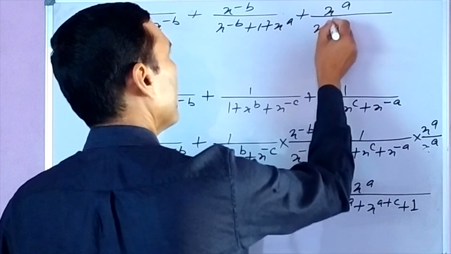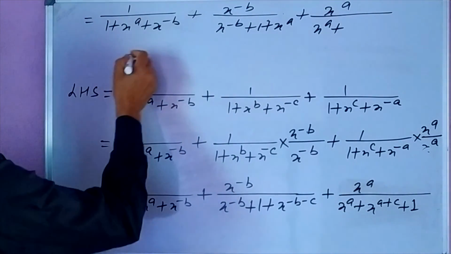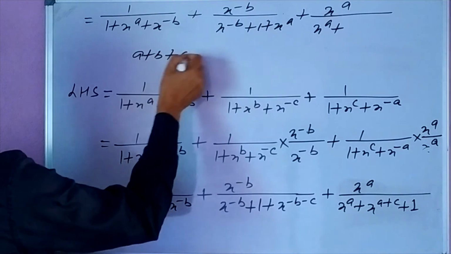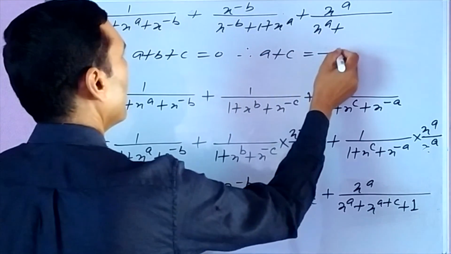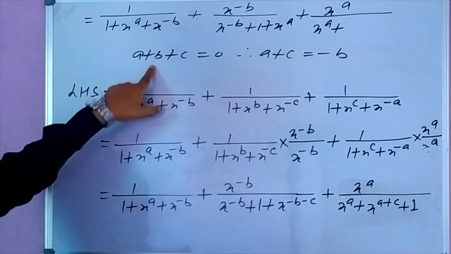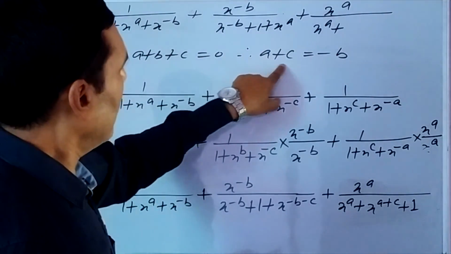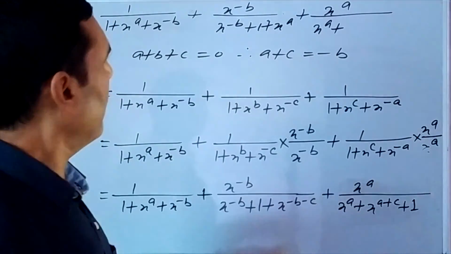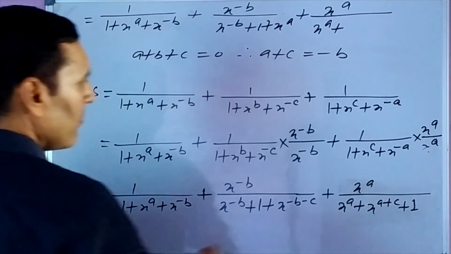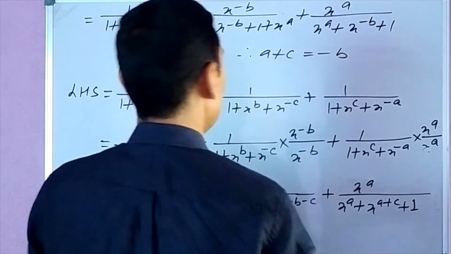Upon x to the power a plus, now again we have x to the power a plus c. A plus b plus c is equal to 0, therefore a plus c is equal to minus b. When this b is brought to the right hand side, in the given condition, this a plus c can be replaced by minus b. So it is x to the power minus b plus 1.